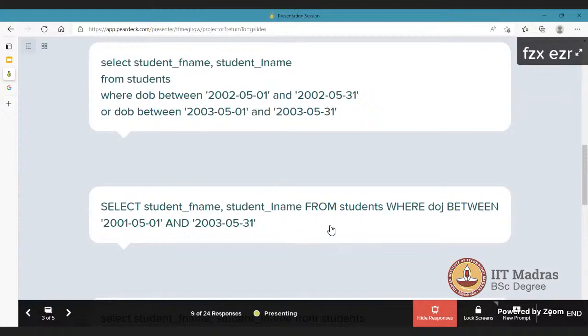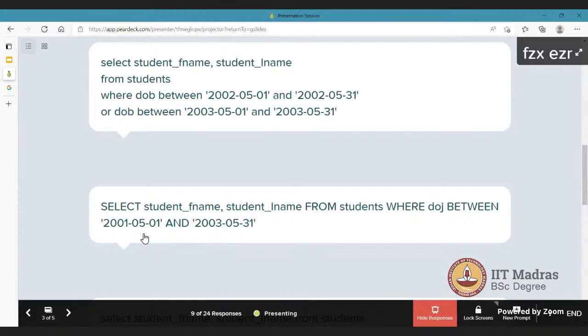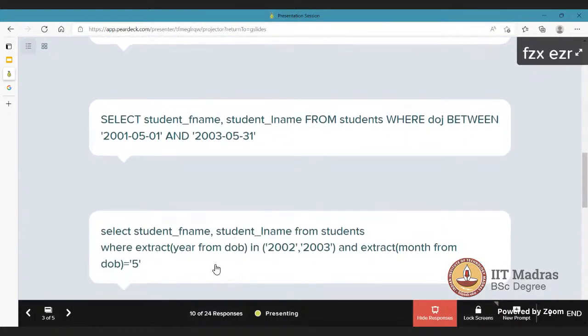You get it, right? What the error is? You have to use DOB and we have to make it 2002. Yes, correct. This will return all the dates of birth that begin from May of 2001 to May of 2003, right? That we do not want. We want only the first name and last name of those students whose birthday is in May of 2002 or in May of 2003. So this is not correct, okay?